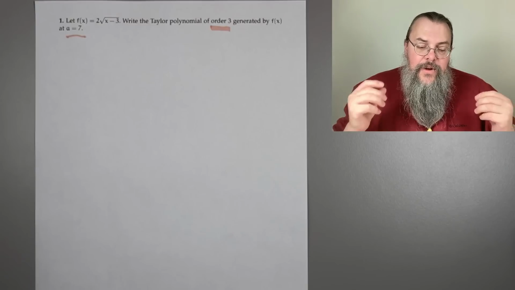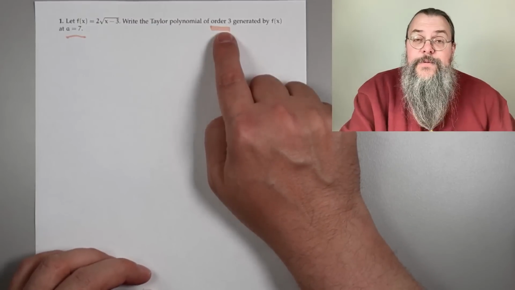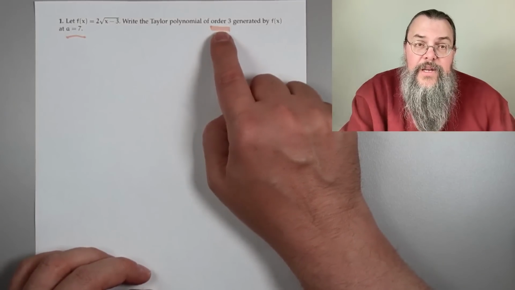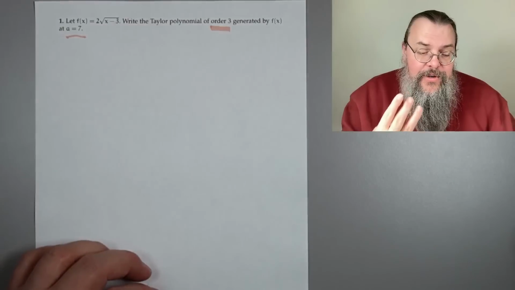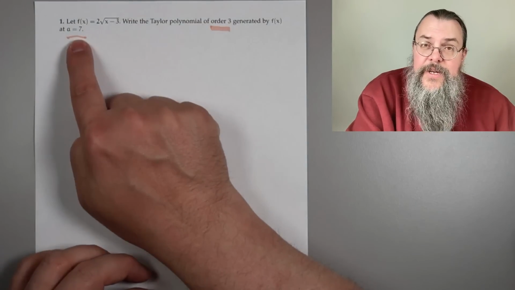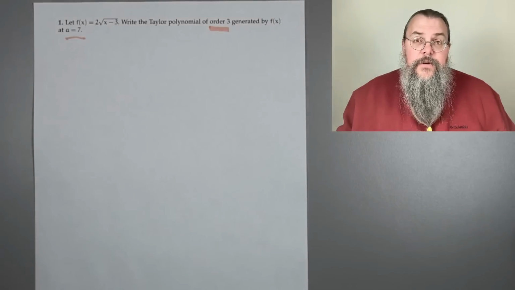All right, so what does the order tell us? Well, basically it says, how much information are you using? So because it says order 3, we're going to go up through the third derivative. What is the a? That's where we're getting our information about the function. So you might say that's the center of the Taylor polynomial.